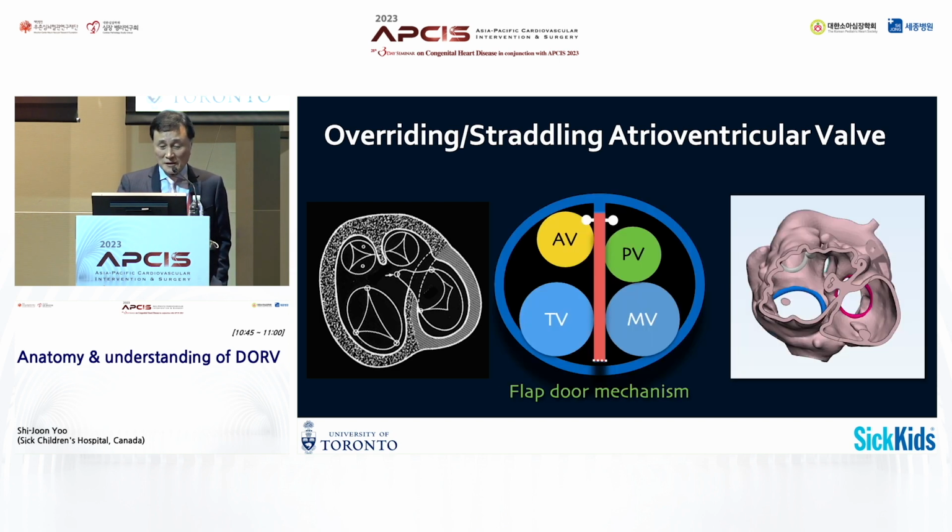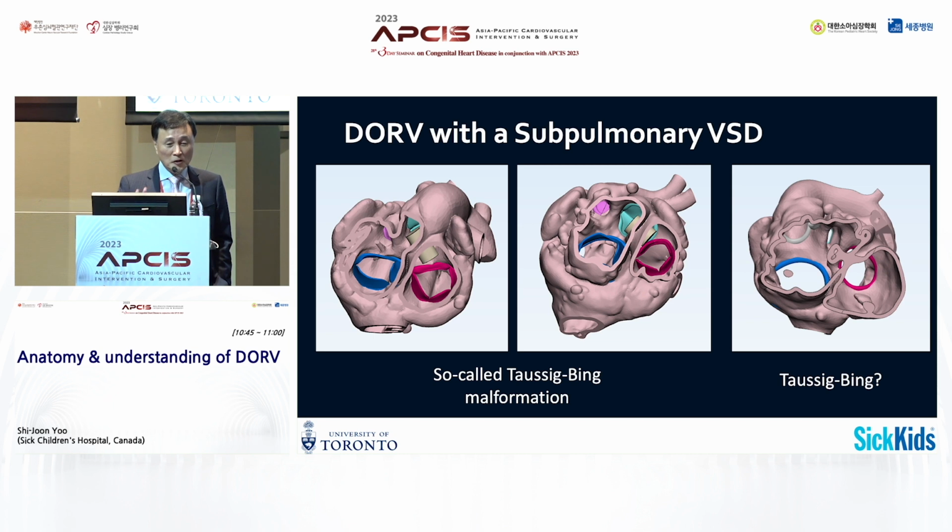So what happened is that, starting from the transposition, what if we have atrioventricular septal malalignment this way? You will have mitral valve overriding and straddling and double aortic right ventricle, and the pulmonary valve will be close to the VSD. Okay? So therefore, you have your DORV, three different ways of making the VSD subpulmonary location.